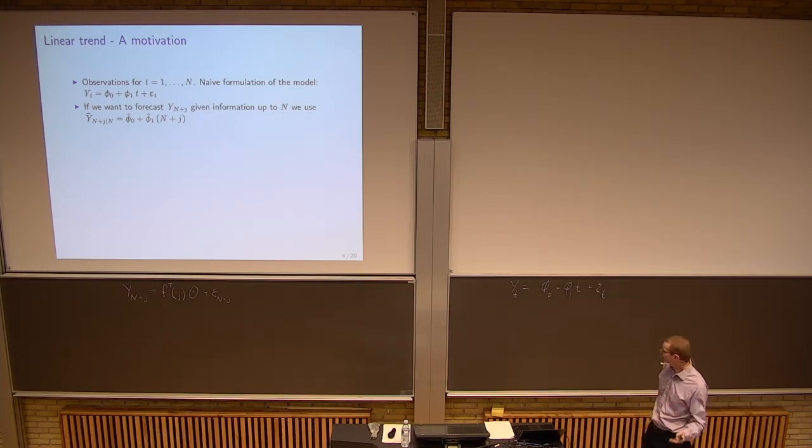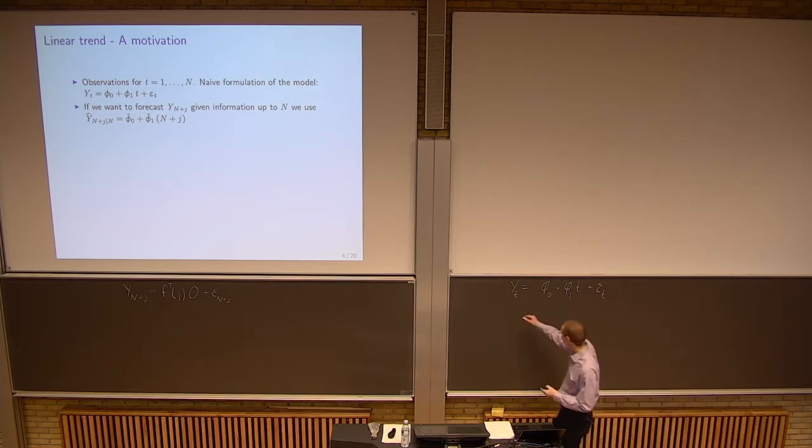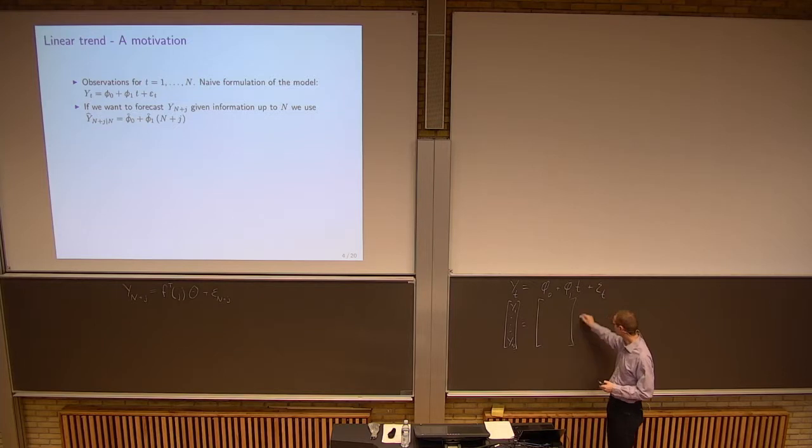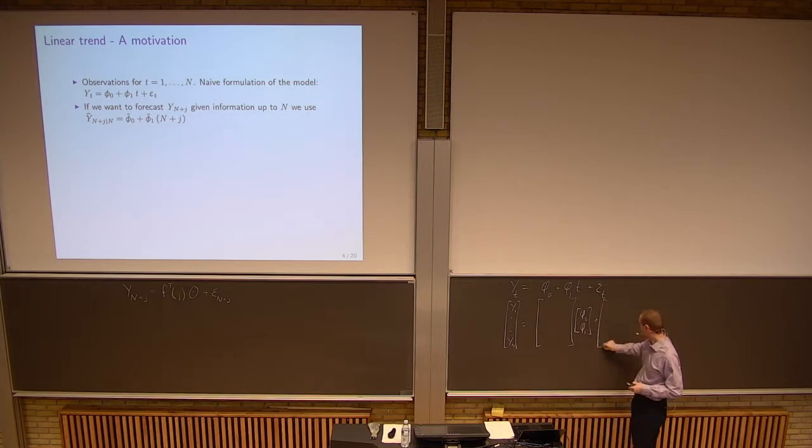Yes, so we want to get to the normal equation. Before we get to that, we have to define our structure. We have some observations, y1 through yn. Then we have the so-called design matrix. And then we have the parameter vector, that in this case is phi 0 and phi 1. And then we have the corresponding errors over here, epsilon 1 through epsilon n.